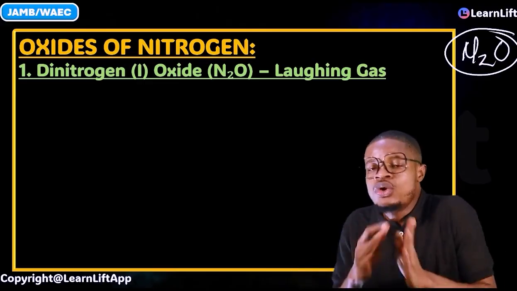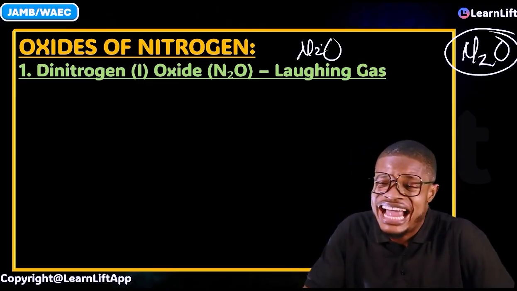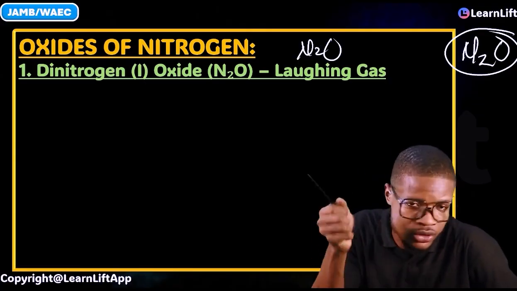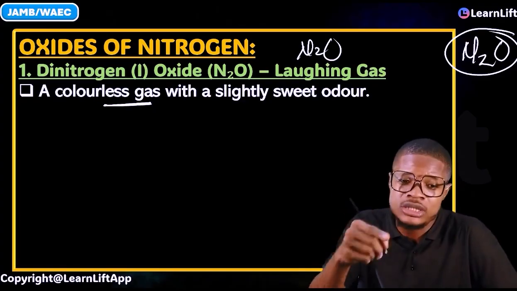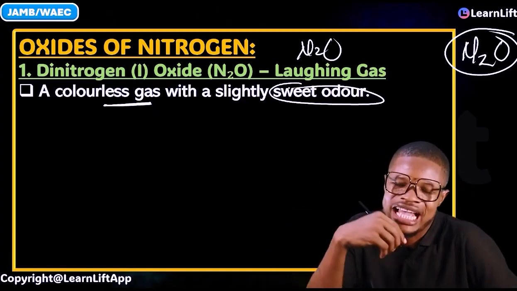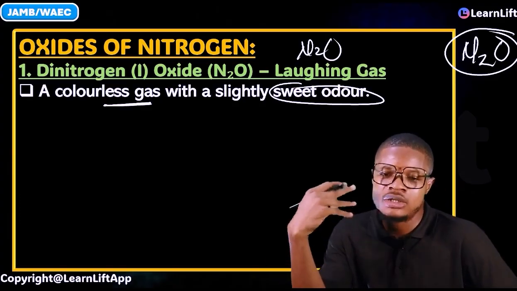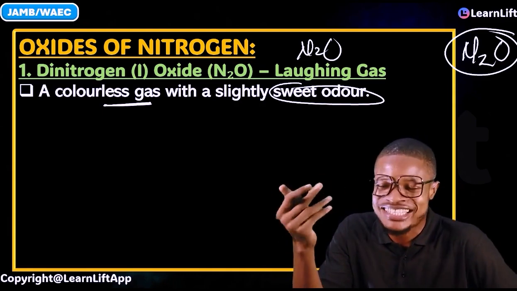Before you know it as laughing gas, what is the name? N2O is your dinitrogen(I) oxide. Does it make sense? And don't forget that it is a colorless gas with a slightly sweet odor. As you just inhale it, what happens to you? You start to laugh uncontrollably. That's why they call it laughing gas.